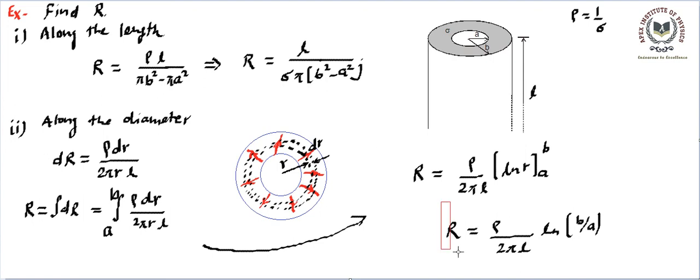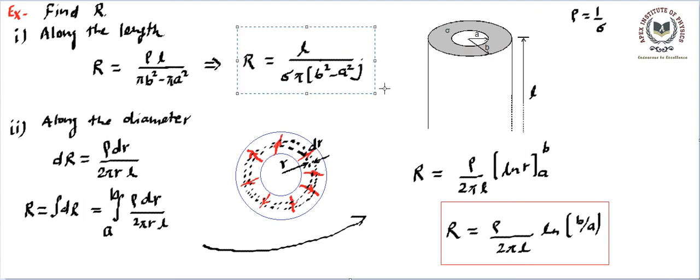So this becomes a result for resistance when the current runs radially. So whenever radially current is running in concentric cylinders having conducting medium in between, you can use this formula directly. Rho, in place of rho we can also write 1 upon sigma, this also works. So rho upon 2 pi l, where l is the length, and ln you will find b by a. And when we are using the current along the length, this is the formula.